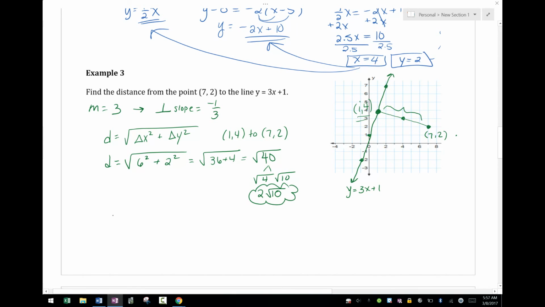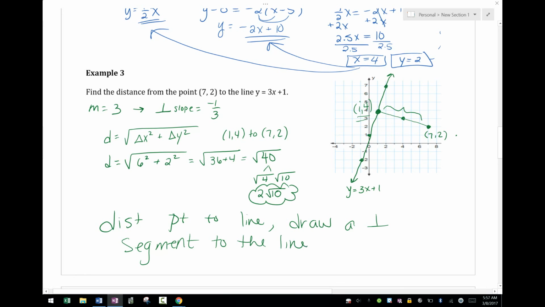So long story short, if you want the distance from a point to a line, you need to draw a perpendicular segment to the line and calculate the distance that way. You don't have to write this note unless you think it's going to be helpful to you, but I wanted to just recap everything. So the distance from a point to a line: you draw a perpendicular segment to the line and calculate the distance that way.